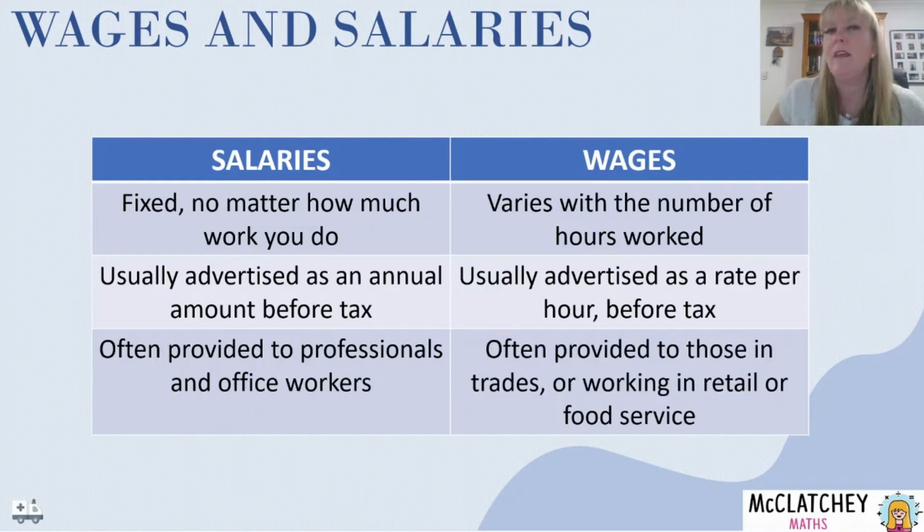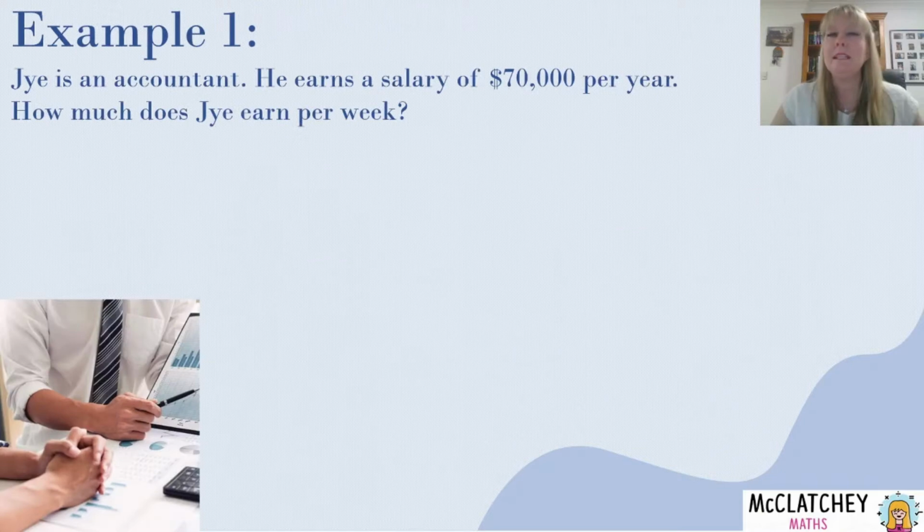These are jobs that are typically trades or jobs working in retail or food service or in a casual environment. Even teachers can be paid a wage, for example, if you're doing external marking for the QCAA, that's paid as an hourly rate, or if you're working as a casual teacher, that's advertised as an hourly rate as well. So it does vary, but the key difference between a salary and a wage is that a salary is a fixed amount, no matter how many hours you work, it's always going to be the same. Whereas with wages, you can increase the amount that you bring home depending on how many extra hours you work. So let's look at our first example.